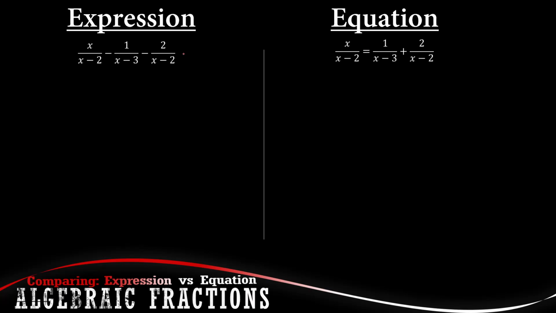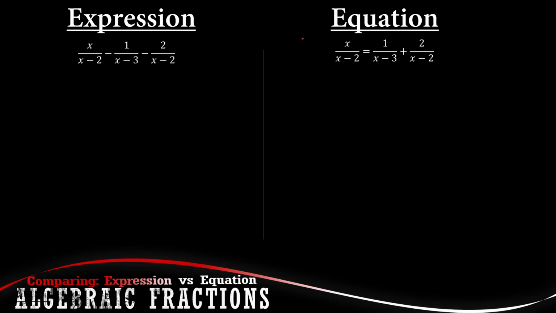Now, before we get started, let's just define the two. With an expression, they would normally say simplify. So the purpose of what we want to do in maths with an expression is we want to simplify it, write it in its simplest form, and then we use our algebraic laws to simplify it. With the equation, the purpose of an equation is to find the value of x. So it would normally say solve for x.